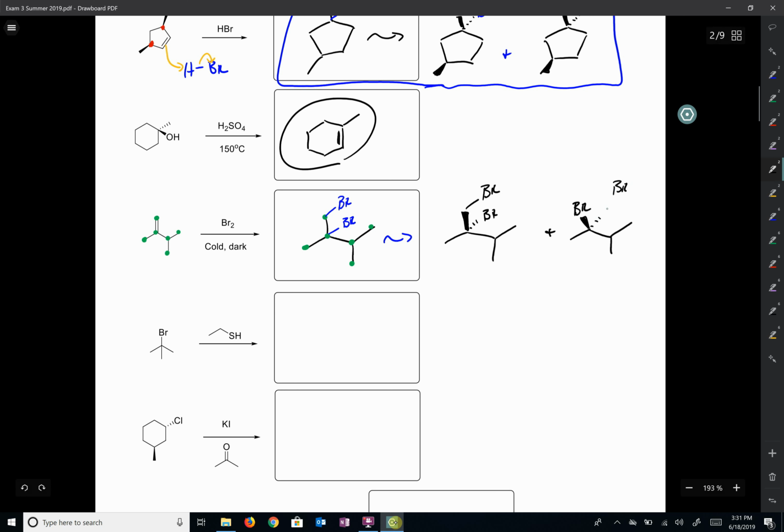Oops, sorry. Geez, I added too many carbons there. Sorry about that, guys. That's what happens when you try and make a quick video. All right, let me fill this back in here then, right? So carbon, carbon, carbon.